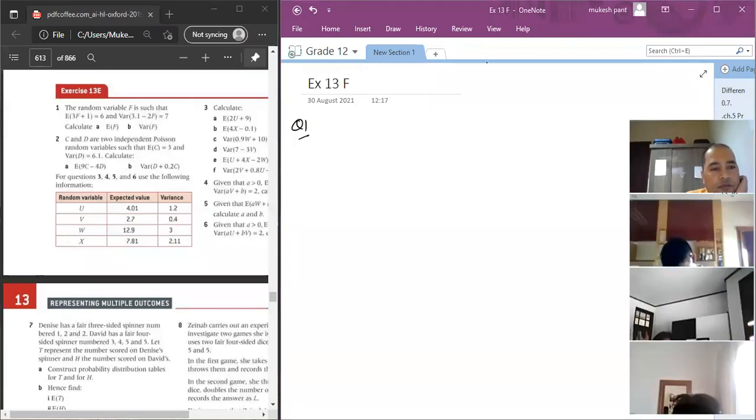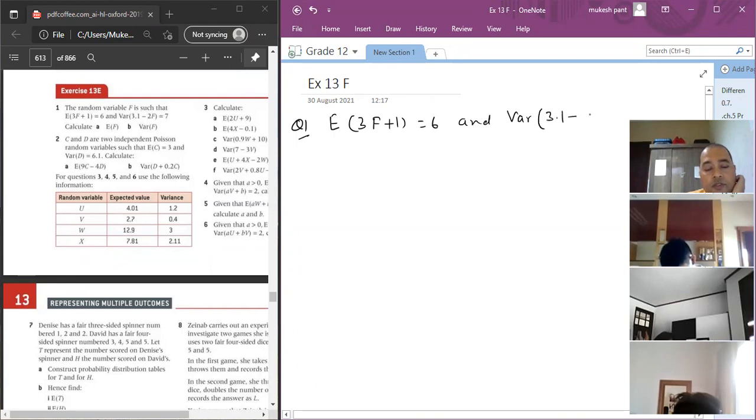We have a random variable F such that the expected value E of 3F plus 1 equals 6, and the variance of 3.1 minus 2 times F equals 7. Okay, we know the formula. What is the formula? E of aX plus b equals a times E of X plus b. Okay, we know this part.